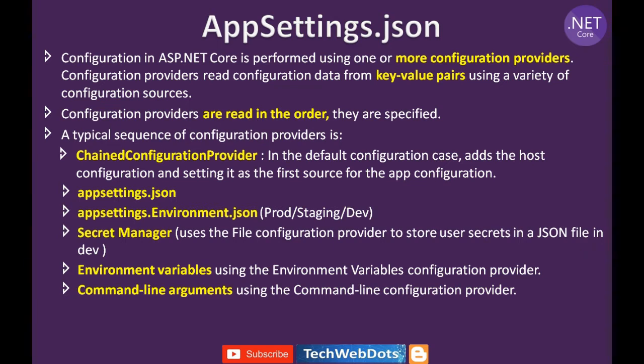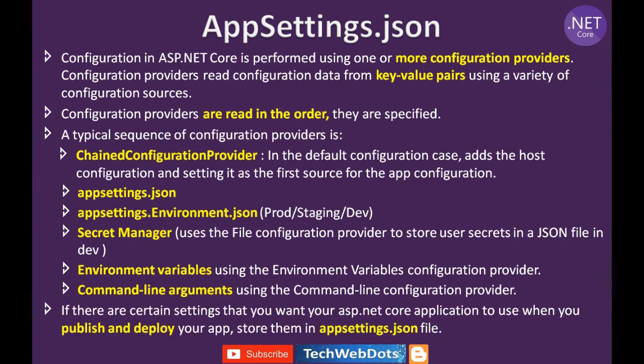The Secret Manager uses the file configuration provider to store user secrets in a JSON file in the dev environment only. Then environment variables using the environment variable configuration provider, and command-line arguments using the command-line configuration provider. If there are certain settings that you want your ASP.NET Core application to use when you publish or deploy your app, store them in the appsettings.json file. Yes, this is a very important line, I would like to repeat it again: if there are certain settings that you want your ASP.NET Core application to use when you publish and deploy your application, store them in appsettings.json.